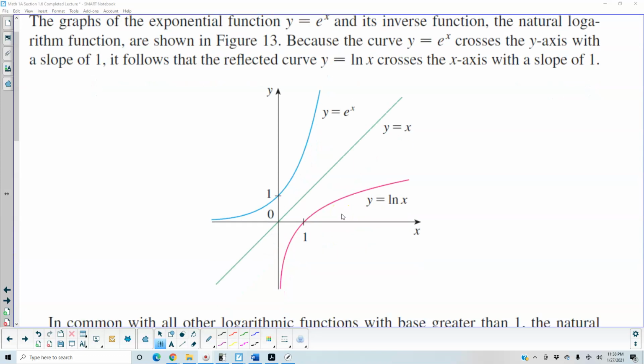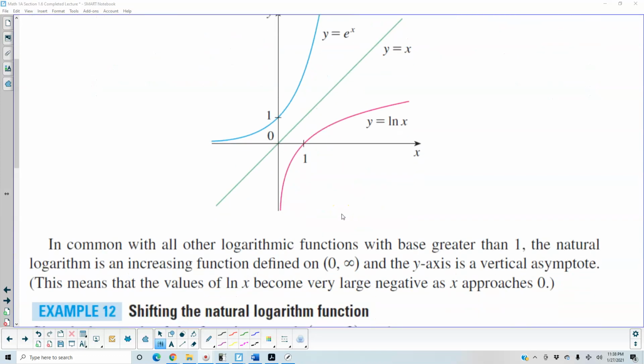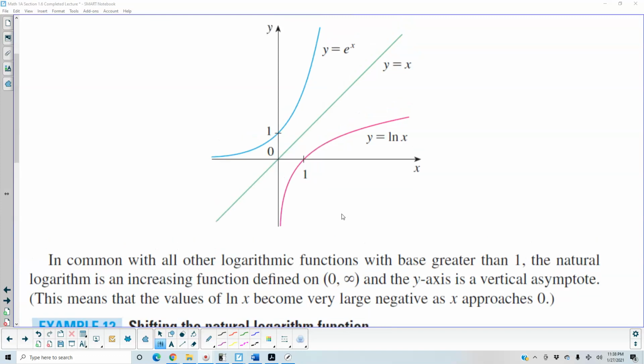In common with all of the other logarithmic functions with a base greater than 1, the natural logarithm is an increasing function defined on 0 to infinity, and the y-axis is a vertical asymptote, which means that the values of the natural log of x become very large negative as x is approaching 0. So as x is going towards 0, this function is approaching a large negative.